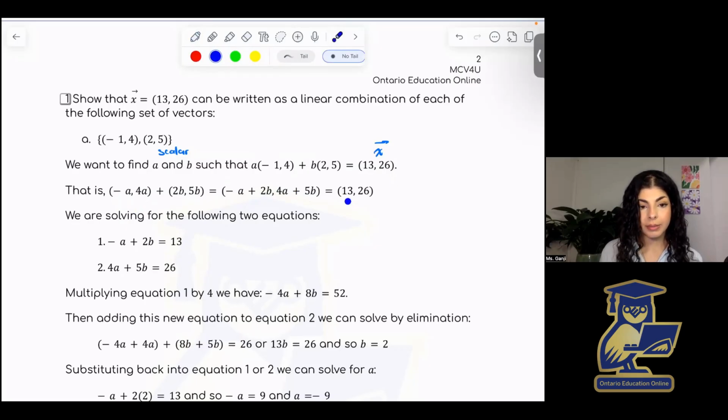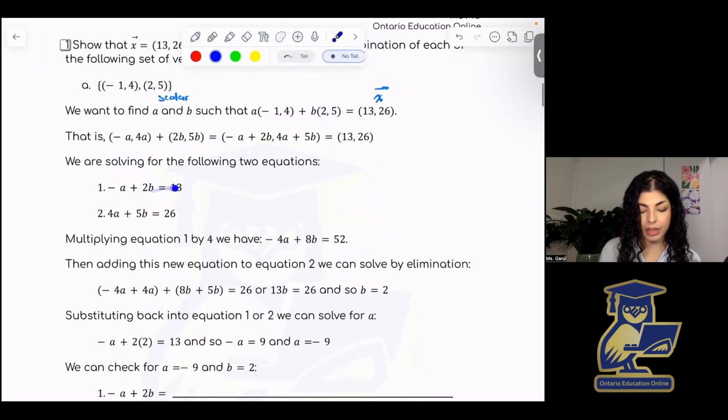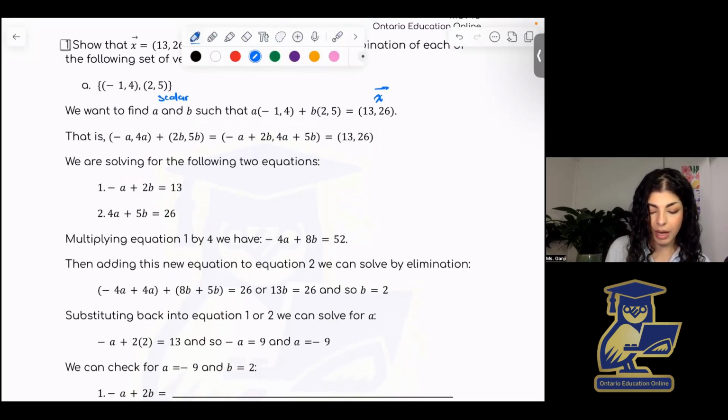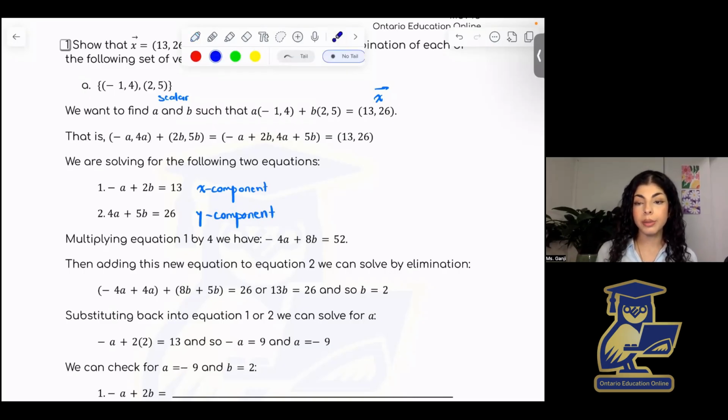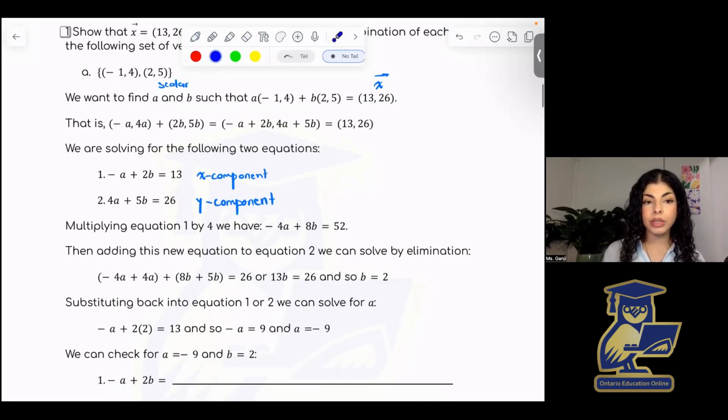And so the x component has to be equal to 13, and the y component has to be equal to 26. And that's how we end up with these two equations here. This is just my x component, and number 2 is my y component. Now, this is a system of two equations and two variables, so we actually can solve these. And one method you're going to see is that I'm going to get either the A or the B to be equal so that I can do subtraction and solve by elimination.